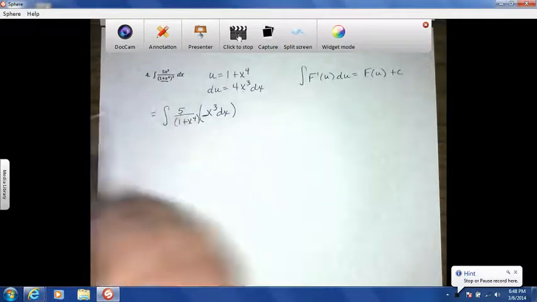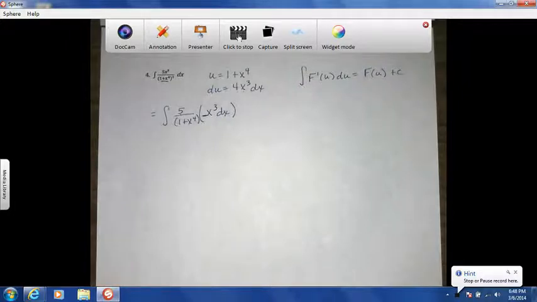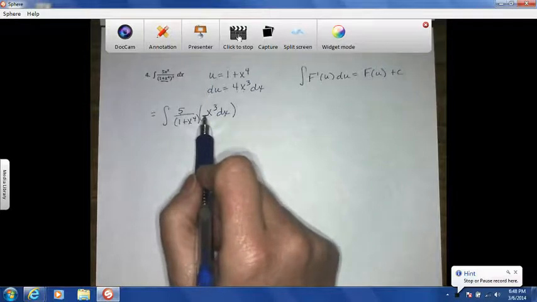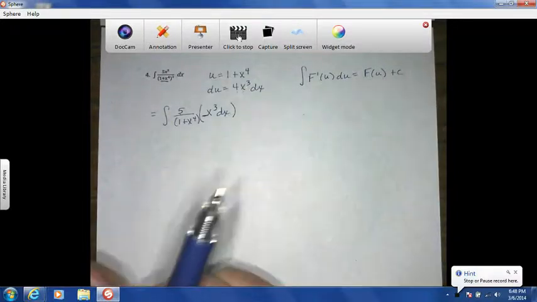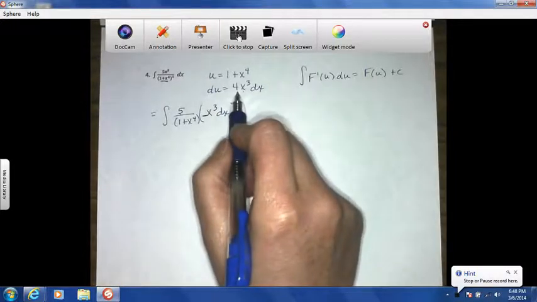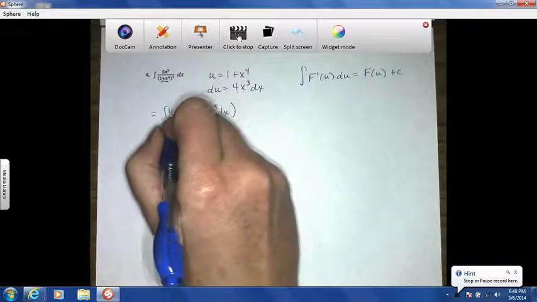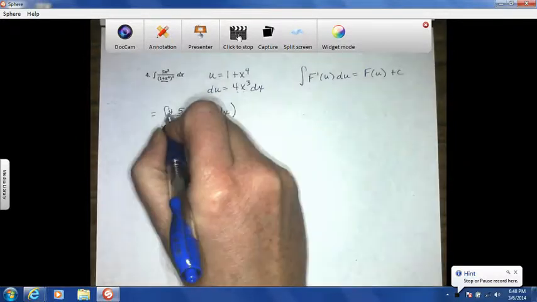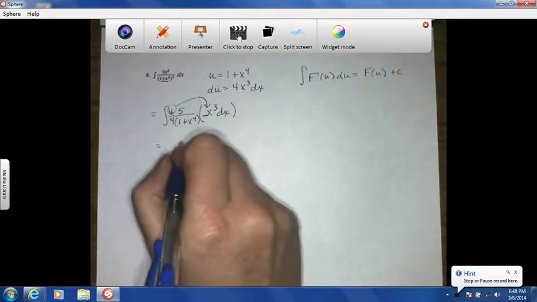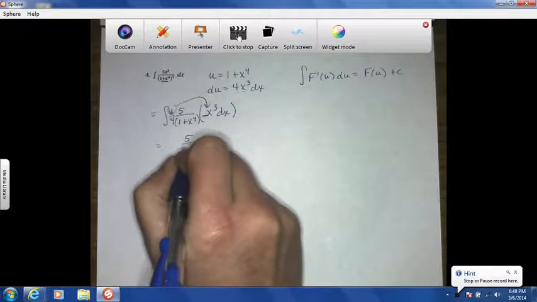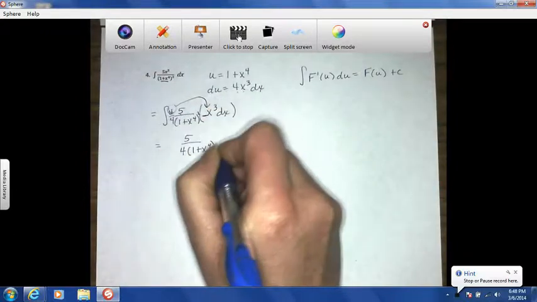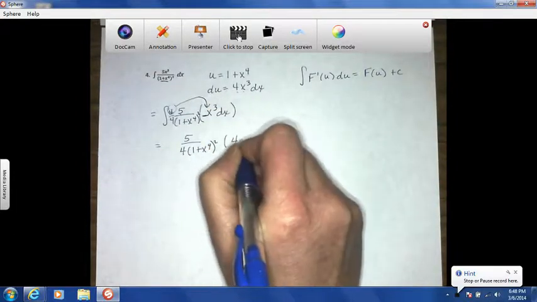Now, it's really not quite as complicated as it sounds at first. Trying to figure out what we should multiply to make my 5 turn into a 4 is actually not terribly complicated, but it does take a little bit more work. My suggestion is to come in here, since we need a 4, and let's multiply top and bottom by 4, and then move the 4 over with the rest of our du. So now what we're looking at is 5 over 4 times the 1 plus x to the 4th quantity squared, and then 4 times x cubed dx.